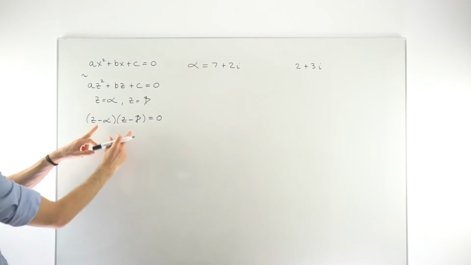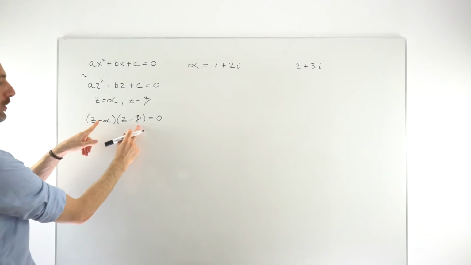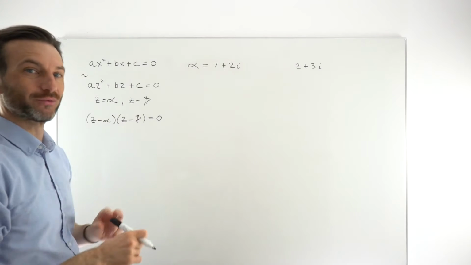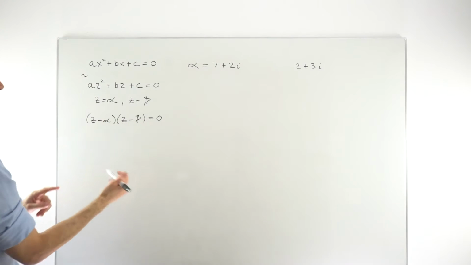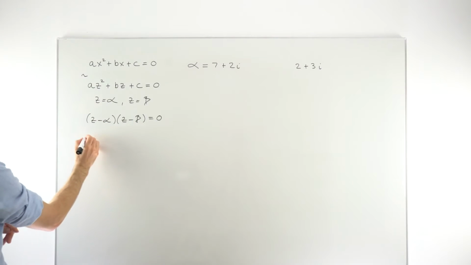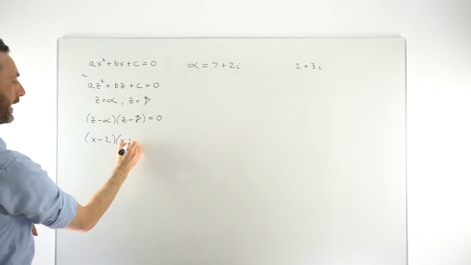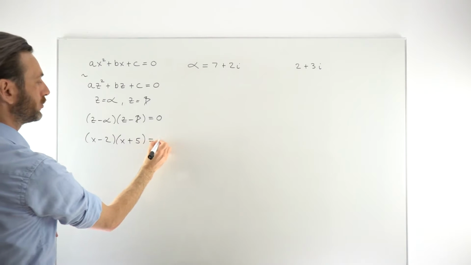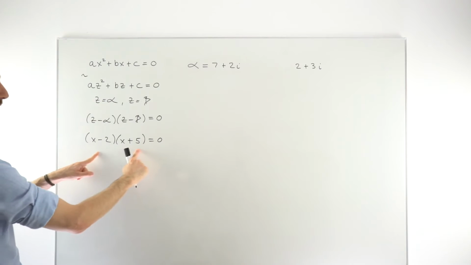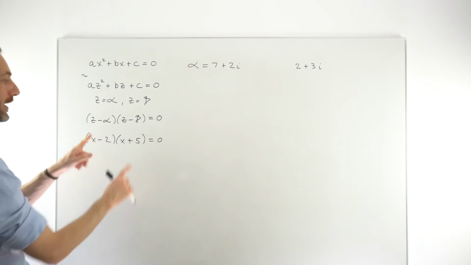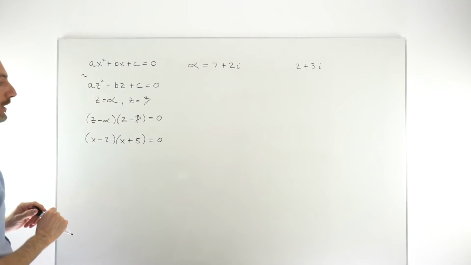That might look a little complicated or unusual because we're maybe not used to seeing these Greek letters. But basically it's the equivalent of, if you were working in the real numbers and you factorized, you might end up with something like x minus 2, x plus 5 equals 0. And then from that factorized form, you get your two solutions. That's what we're doing here.